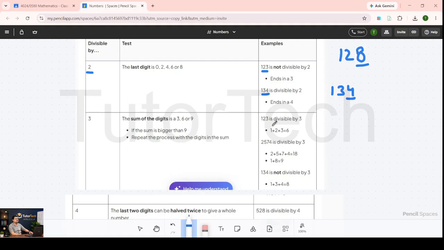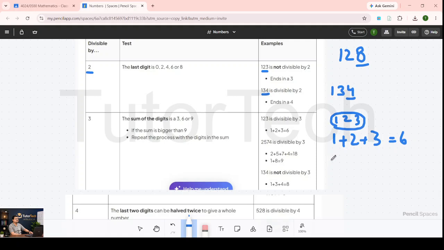Like in the first case, we have the number 123. When we add these digits, 1 plus 2 plus 3, what do you get? You get 6. So the sum of the digits is 3, 6, or 9. It means this number is divisible by 3.